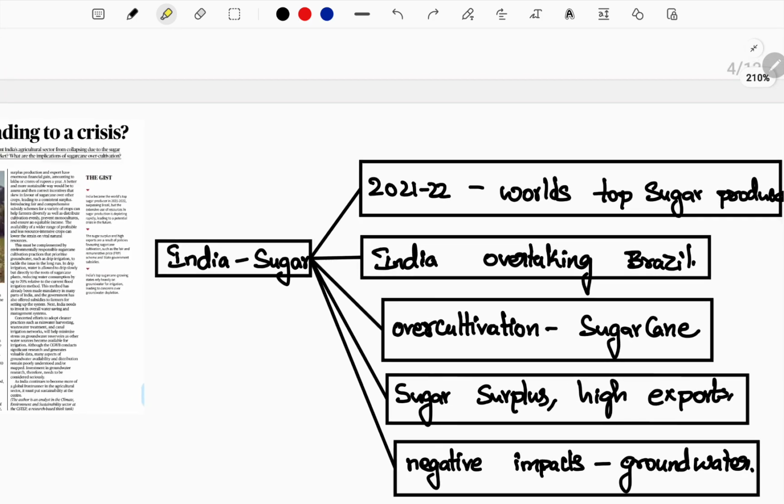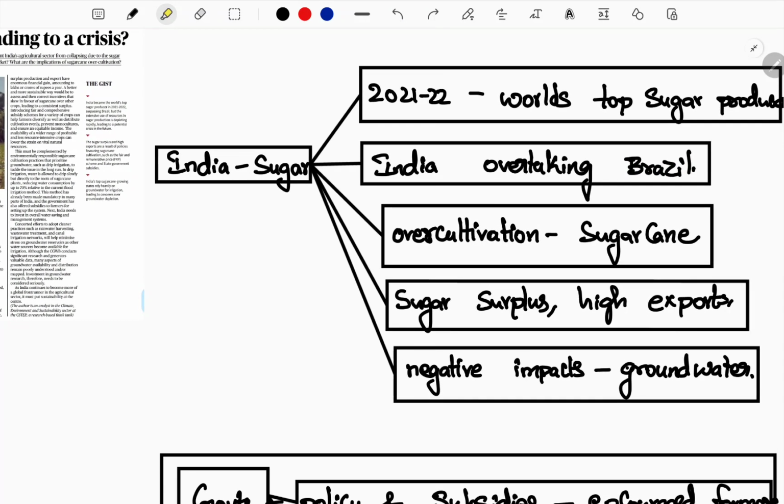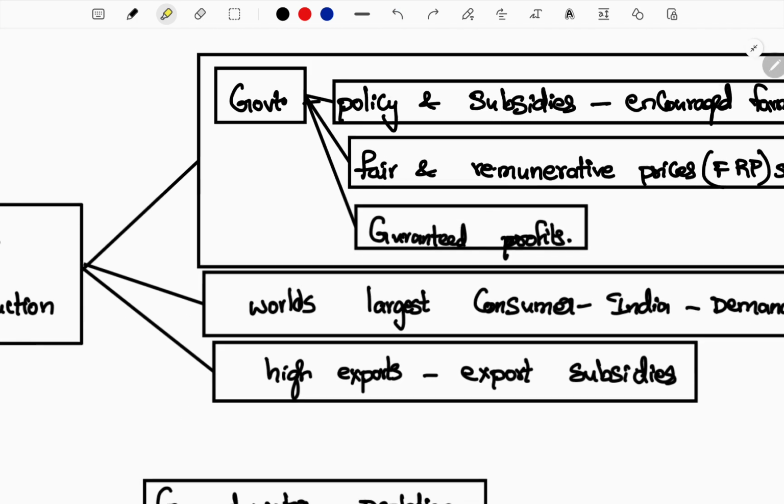In India, in the 2021-2022 financial year, the world's topmost sugar producing country is India. Why? It overtook Brazil and became the topmost sugar producer of the world. And why? It is because of the over cultivation of sugarcane in India. And we have a sugar surplus, so we are concentrating on high export of sugar. And what is the negative impact of it? Because of more sugar cultivation, we are having a negative impact on groundwater. How? We shall understand that.